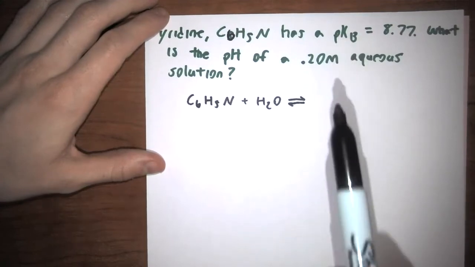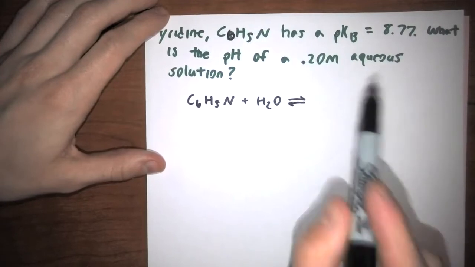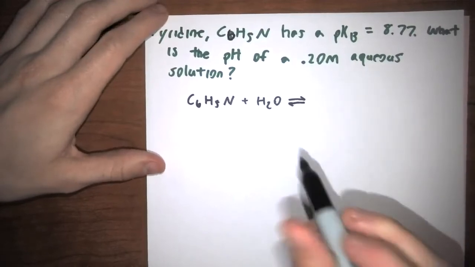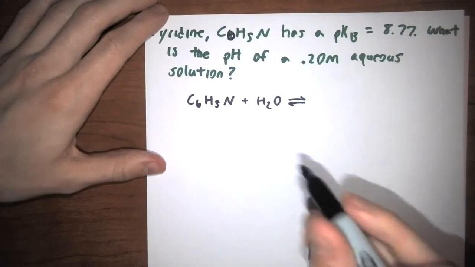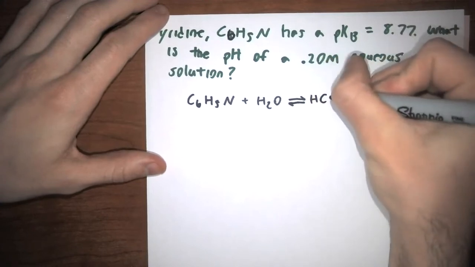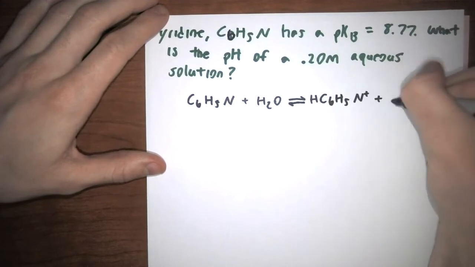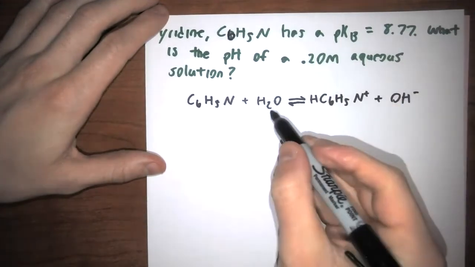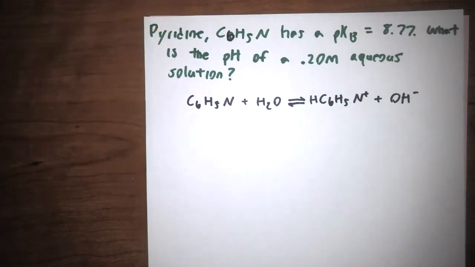A base does what with a proton? Does it receive it or does it donate? A Bronsted base receives the proton. So the H goes from here to here, right? H2O is the donator. So we have HC6H5N plus OH minus. Remember, this lost a proton, so it becomes OH minus. Good. So we have our chemical equation.